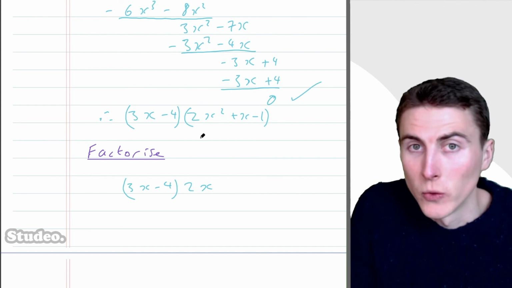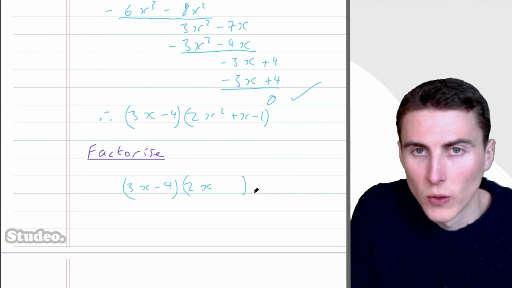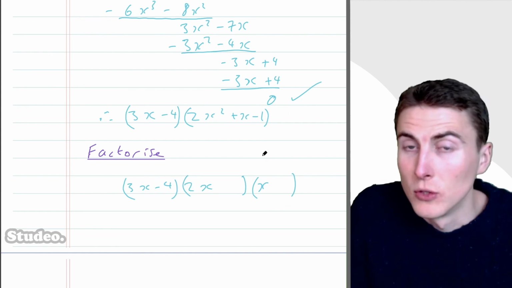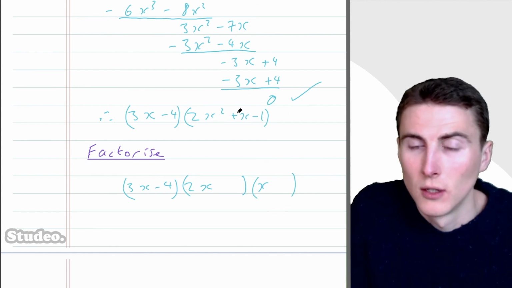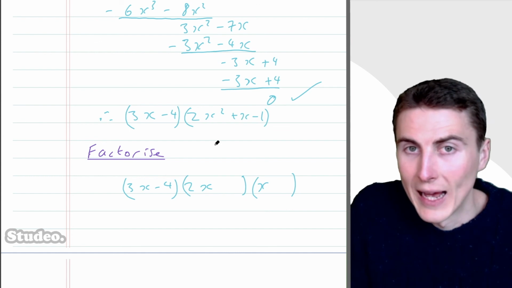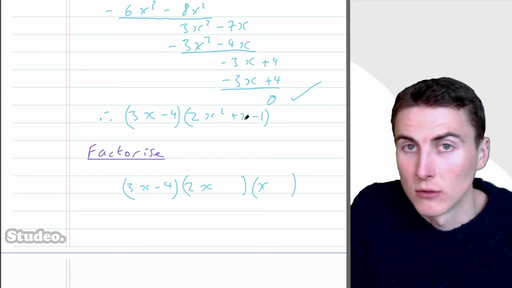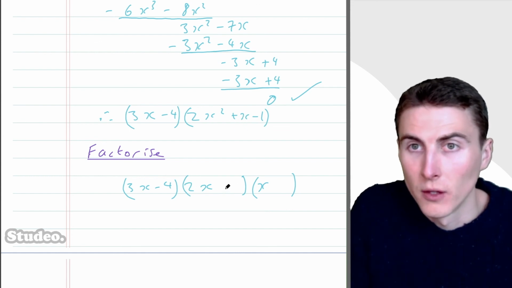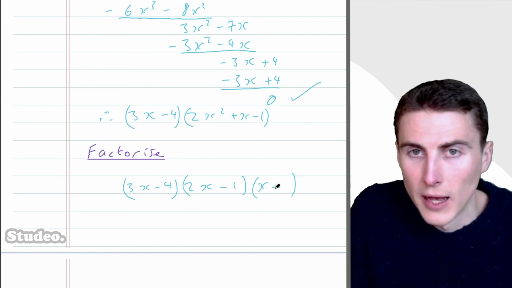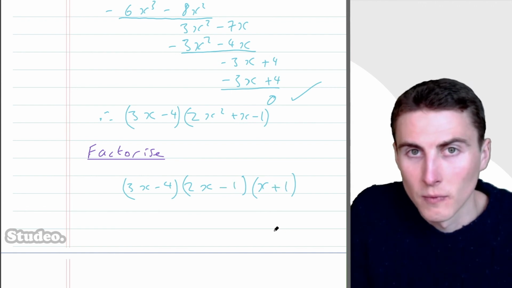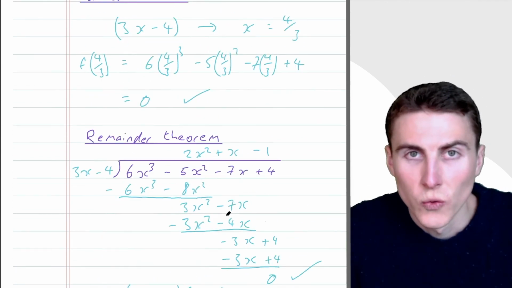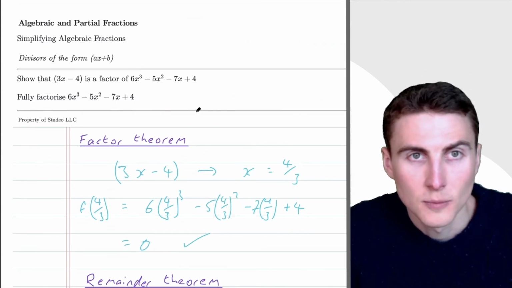Because I've got to make 2x squared, I'm going to write out 2x in one bracket and x in the other one. Then I'm going to come up with two numbers that multiply to make minus 1, but will add, when you take this 2 into account, to make positive 1. That's just going to be minus 1 here and plus 1 here. And that's it. That's fully factorized. So that is that question entirely done.